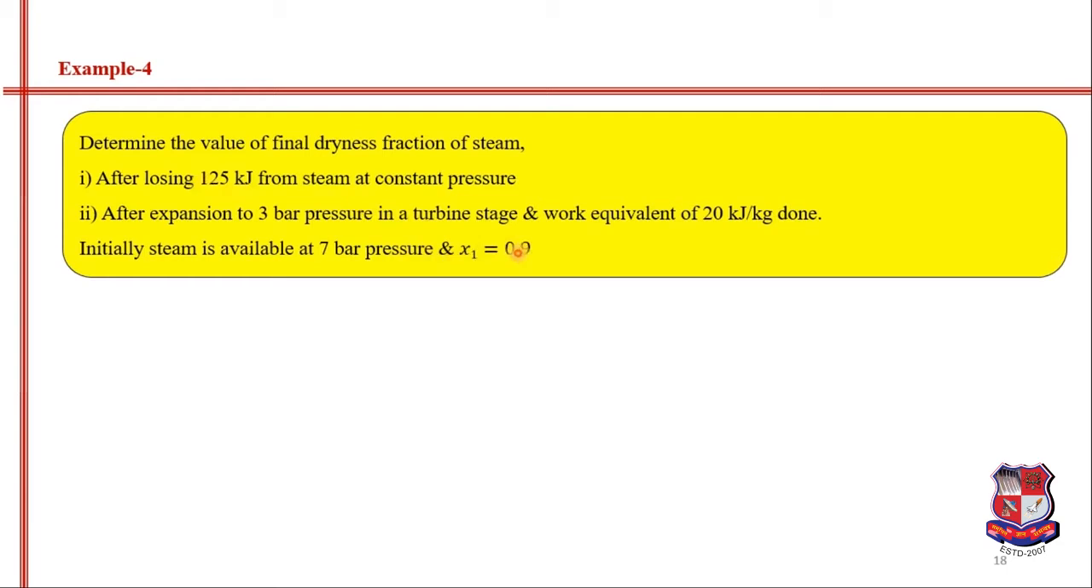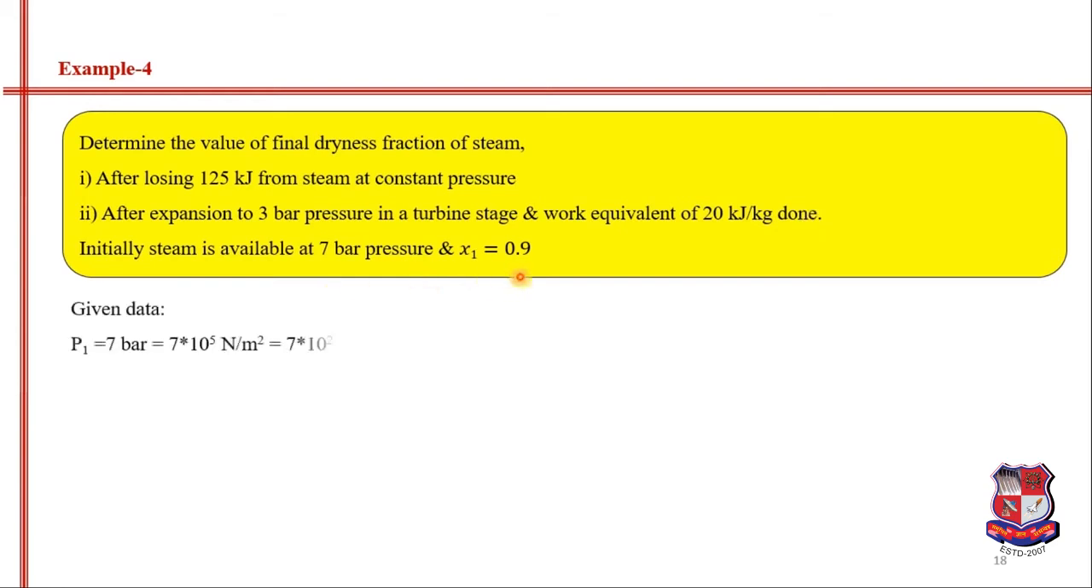Okay, and for that we are required to find the final dryness fraction. And in the second case, we are expanding this steam, meaning whatever steam we have at 7 bar pressure, we are expanding up to 3 bar pressure in a turbine stage, and we are developing a work of 20 kJ per kg. Okay, so let's begin.